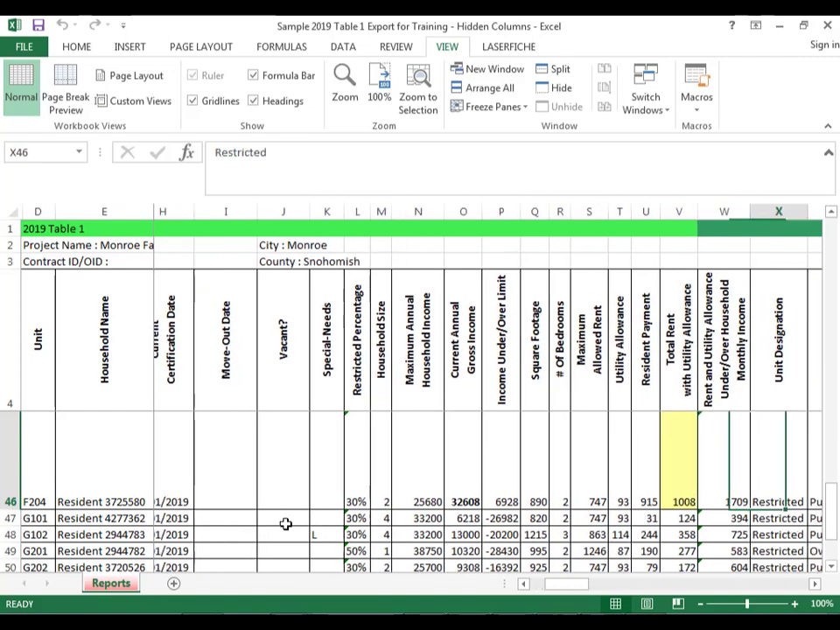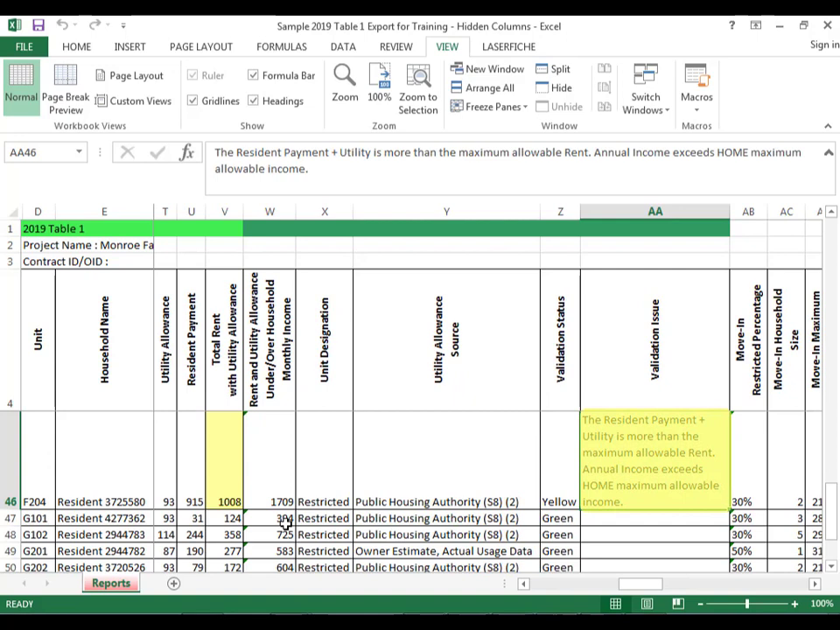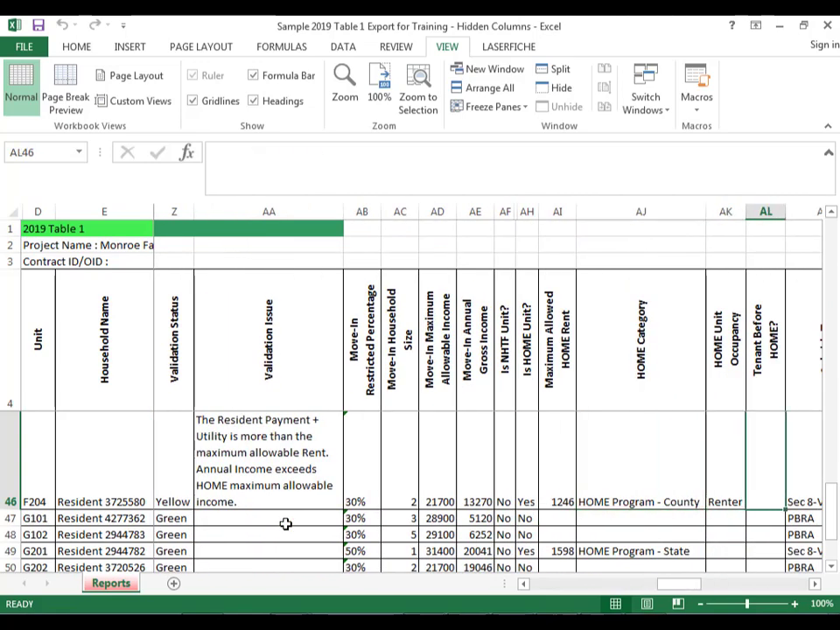Whenever I see this, I continue to look to the right, and there we're seeing the HOME validation, telling us that not only is the resident rent plus the utility allowance over the limit, but the annual income exceeds a HOME maximum as well. Since I am not an expert on HOME, I would tell you if you see that, you should call your HOME funder and ask them what does that mean at that point in time and how do you fix that HOME portion of that validation.